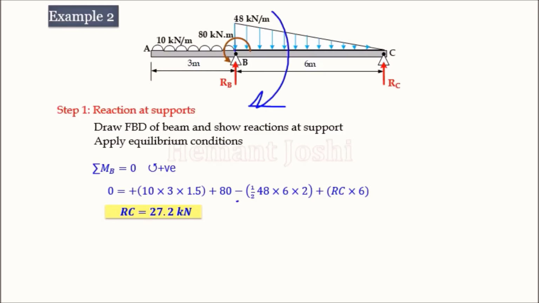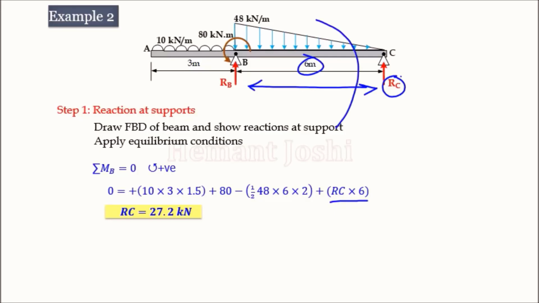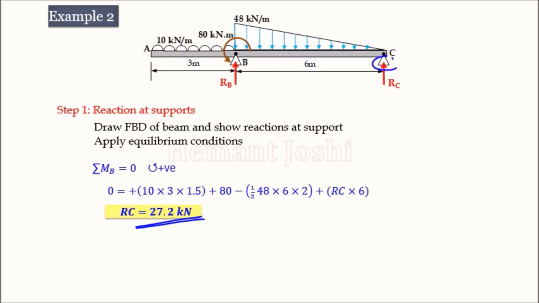So the sign is taken negative. And the last one is RC into distance, this distance 6. So RC into 6 is the moment about point B. It is anti-clockwise, so taken positive. Solving that equation, we will get reaction at C equal to plus 27.2. The answer is positive, which means the assumed arrow initially is correct.